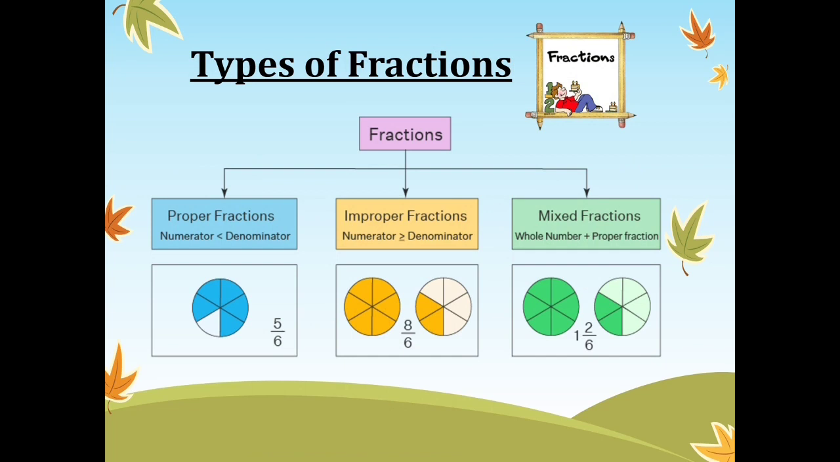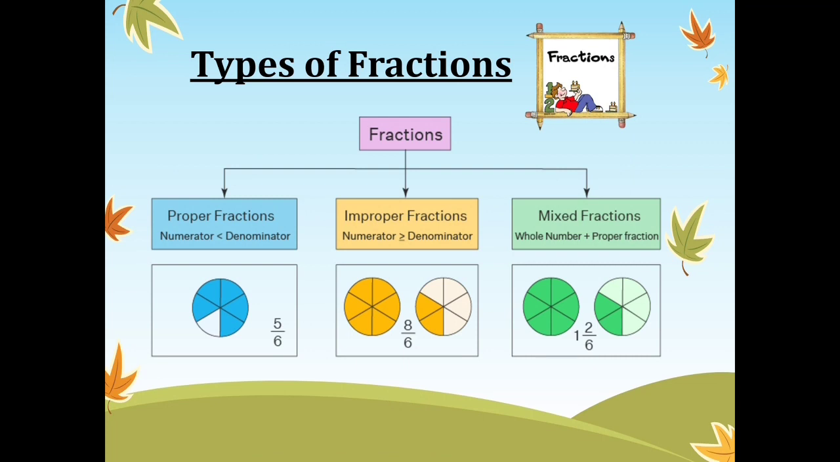Now come to the next slide for the types of fractions. Fractions are of 3 types. First is proper fraction, second is improper fraction, third is mixed fraction. Let's elaborate these fractions. If you have a numerator which is less than the denominator, it means you are having a proper fraction. For example, 5 upon 6. 5 upon 6 is a fraction having the numerator 5 which is less than the denominator 6. It means it is a proper fraction.